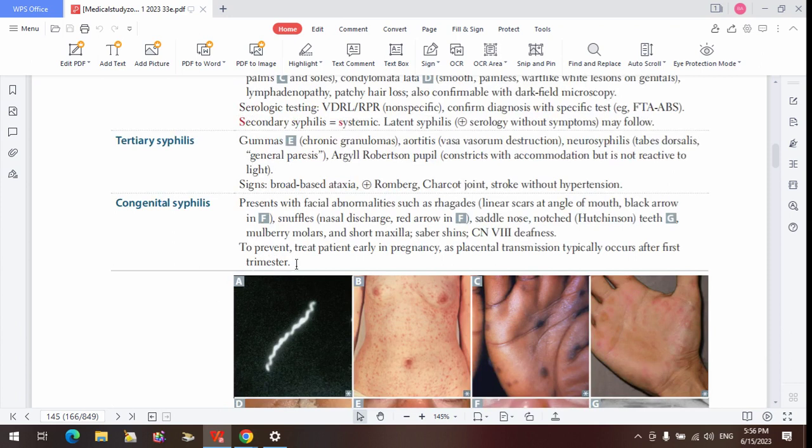So Charcot joint. Maybe you can check an image online. You can see the way it looks. So that's one of the complications of tabes dorsalis.